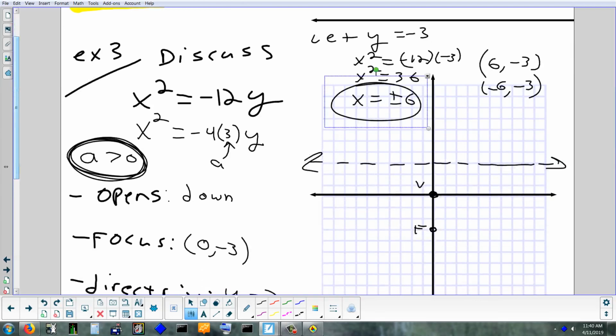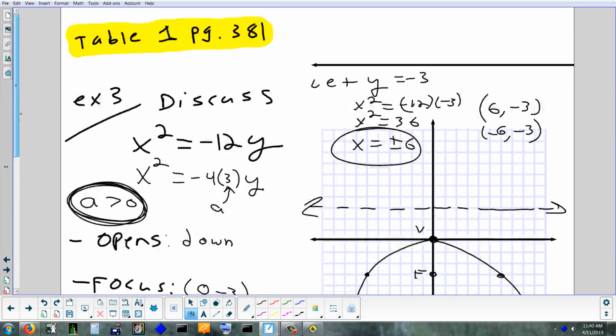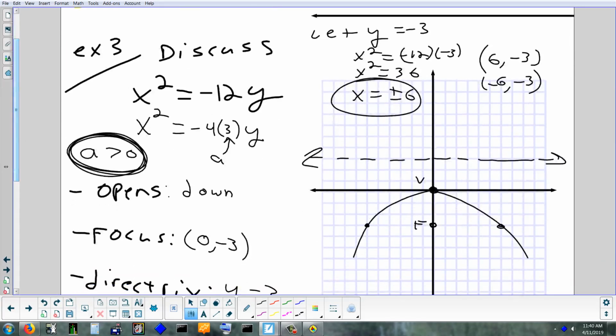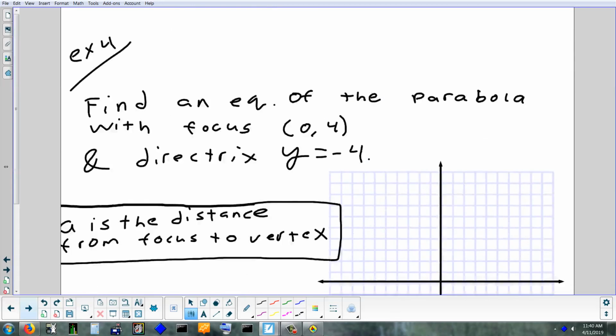So we got right 6, down 3. Let's see. 1, 2, 3, 4, 5, 6. I don't know if I counted right. Yeah, I guess I did. And then left 6, down 3. So this is actually the same parabola we drew the first time. It has the same width. It's just opening a different way. This one opens down. Any question on it? Okay, that'll be the last sketch that we do.